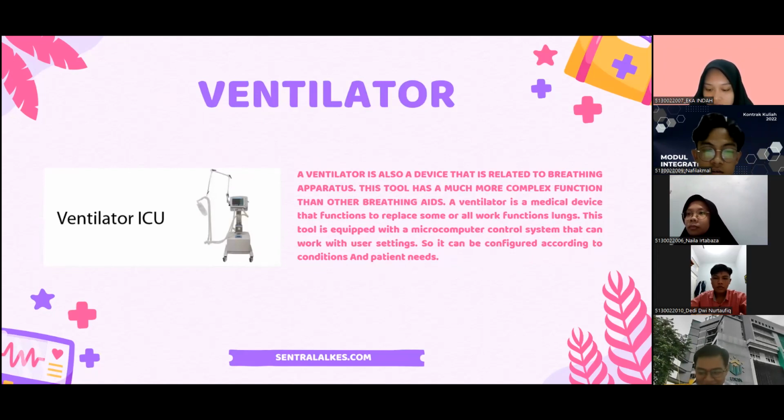Okay, next, ventilator. A ventilator is also a device that is related to breathing apparatus. This tool has a much more complex function than other breathing aids. A ventilator is a medical device that functions to replace some or all of the work function of the lungs. This tool is equipped with a microcomputer control system that can work with user settings, so it can be configured according to the condition and needs of the patient.